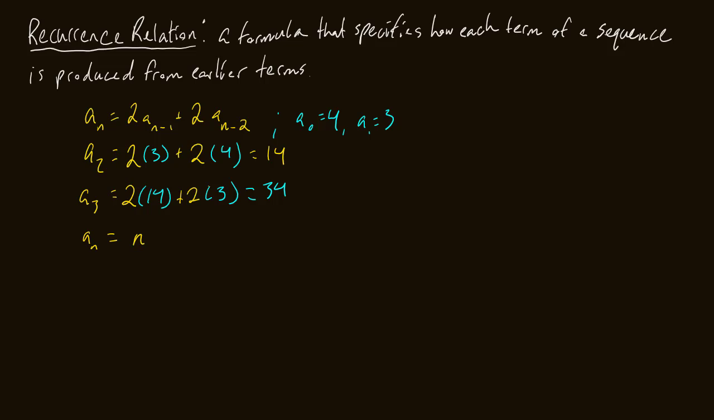Now, how are we going to actually get an explicit formula for a sub n in terms of n? Well, what we are going to do is derive that formula ourselves. And then I'm going to show you the general formula, because we do have one. So let's look at an example.